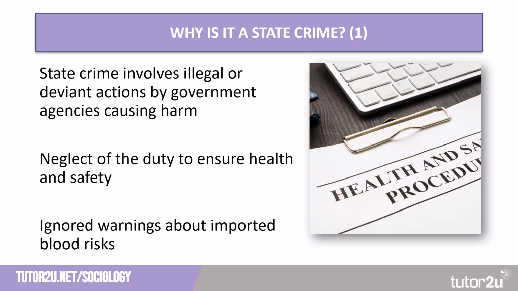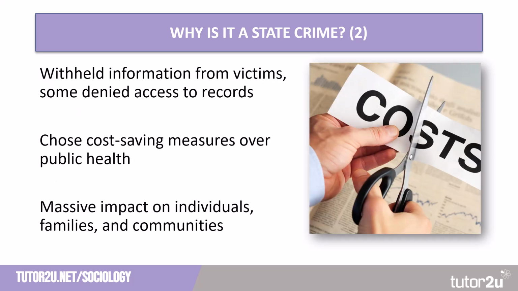Secondly, negligence. Evidence from public inquiry suggests that the UK government ignored warnings about risks associated with imported blood products. This negligence is an example of state deviance, where authorities fail to meet their moral and legal obligations, leading to harm. Thirdly, institutional secrecy. The scandal also involved efforts to withhold information from the public.